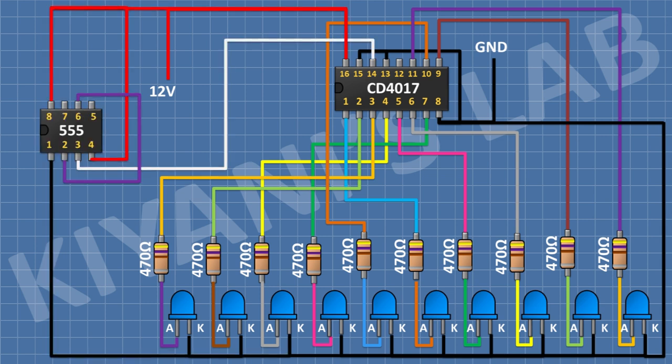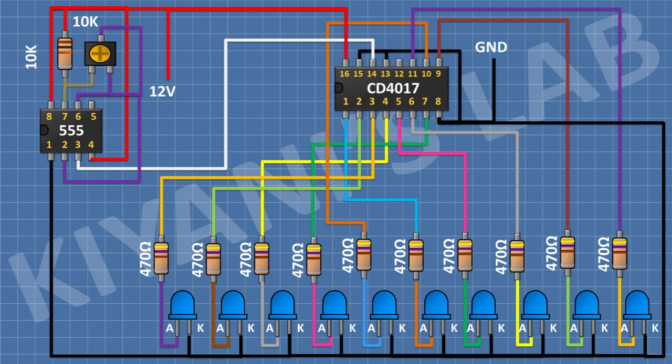After that, connect a 555 timer IC and connect its pin number 1 to ground, its pin number 4 and 8 to the positive supply, and connect its pin number 3 to pin number 14 of the CD4017 IC, and then connect its pin number 6 and 2 together. After that, connect a 10K trim pot and connect its one side pin and center pin to pin number 6 of the 555 timer IC and connect its other side pin to pin number 7 of the 555 timer IC.